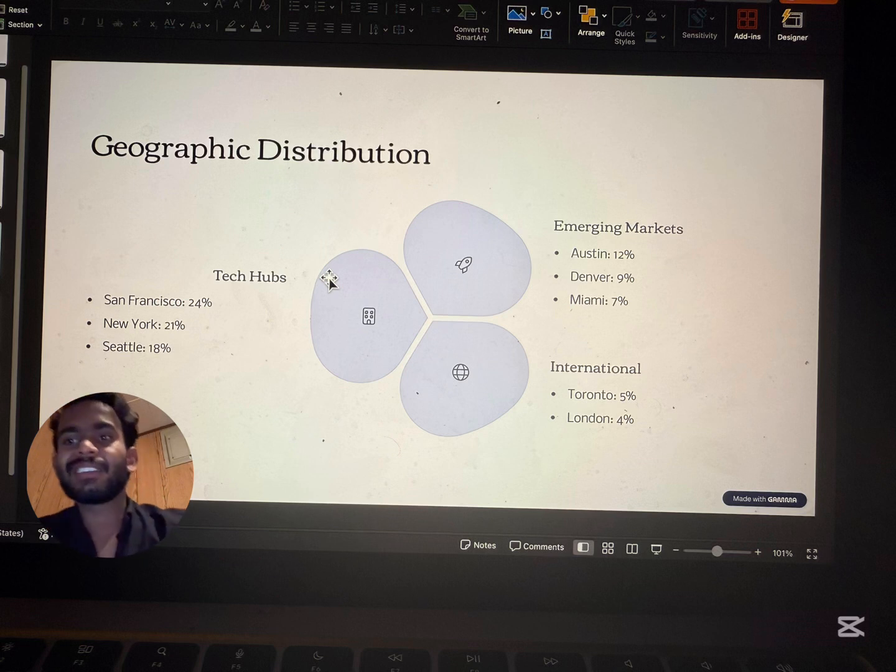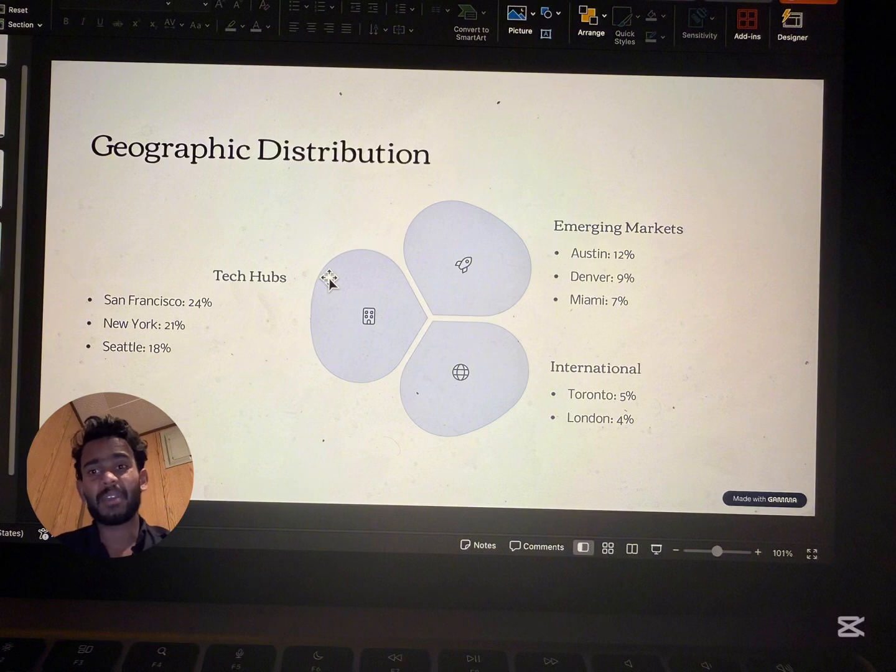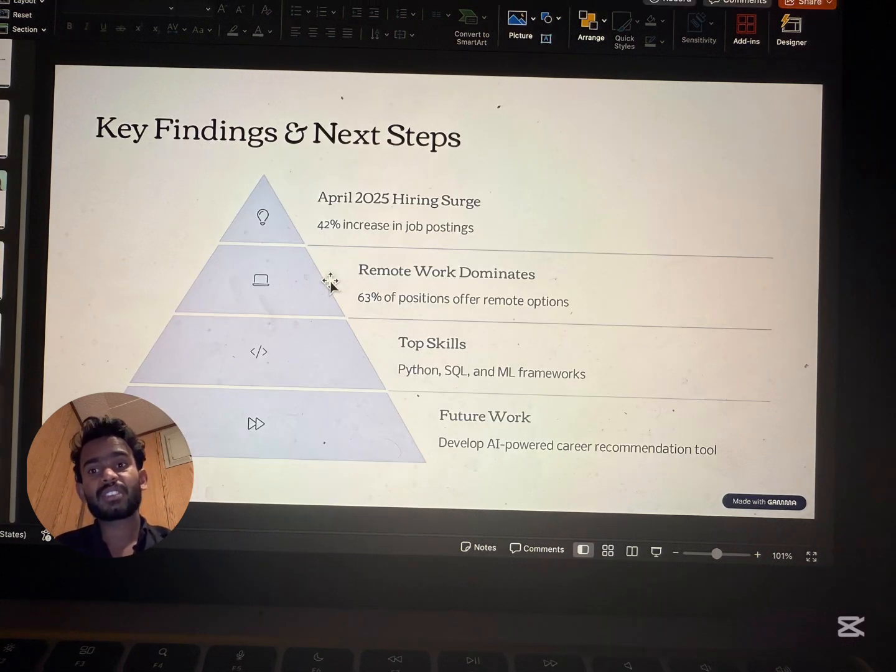The dataset also includes job modes like remote, on-site, and hybrid. Over 60% of jobs were remote, indicating a strong shift towards flexible work, which I think happened after COVID. In employment type, full-time roles dominated, followed by contract positions.